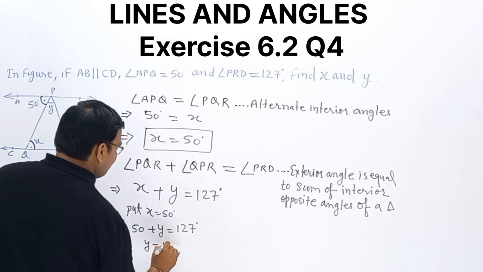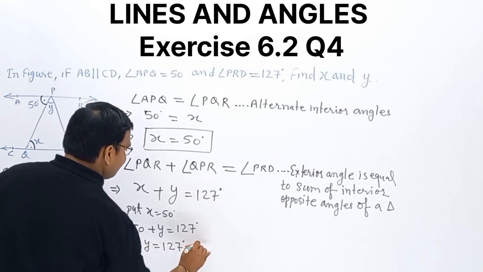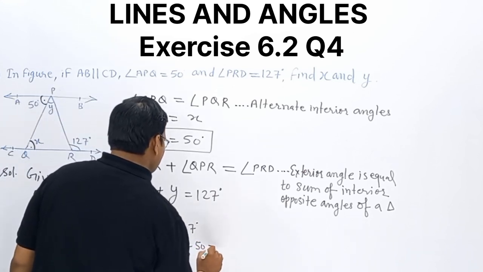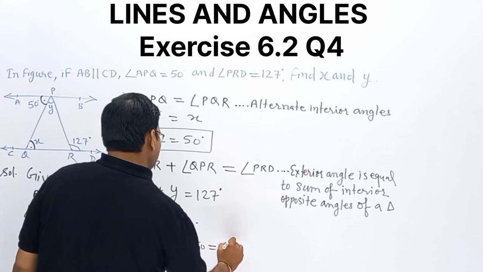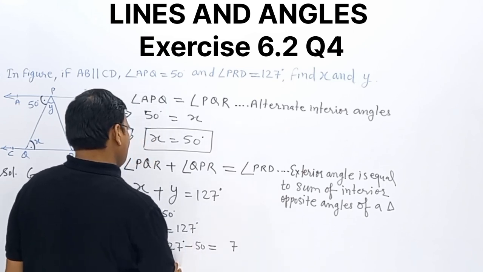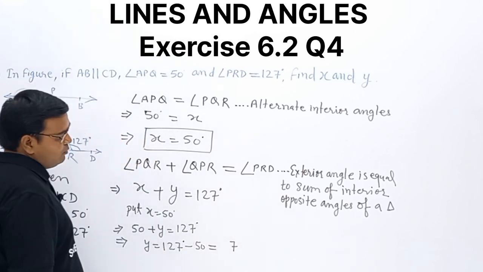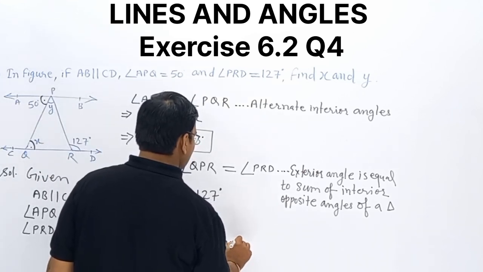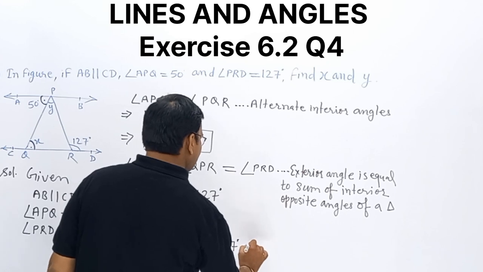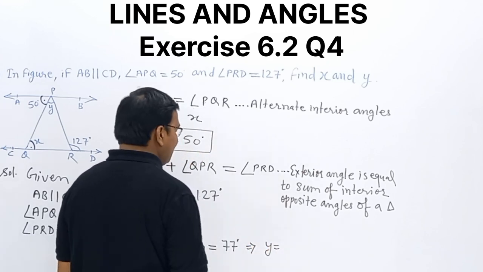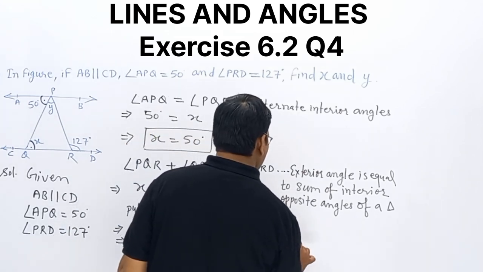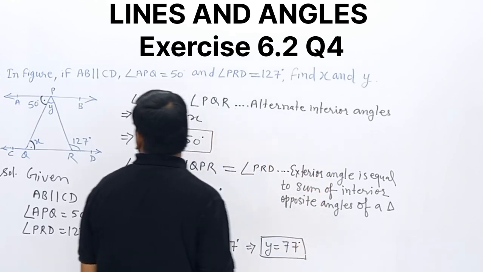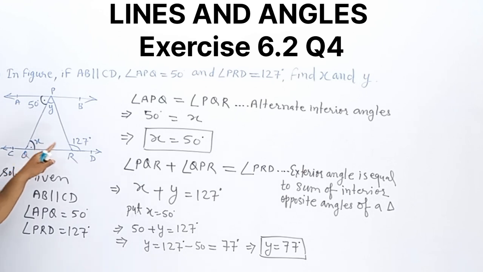y will be equal to 127 degrees minus 50, since x is 50. So when we subtract, what we are getting is 77. Now 12 minus 5 is 7, and 7 plus 5 is 12, so 77 degrees. So we can say the value of y will be 77 degrees. This will be the answer for angle y. Clear? x will be 50 degrees.